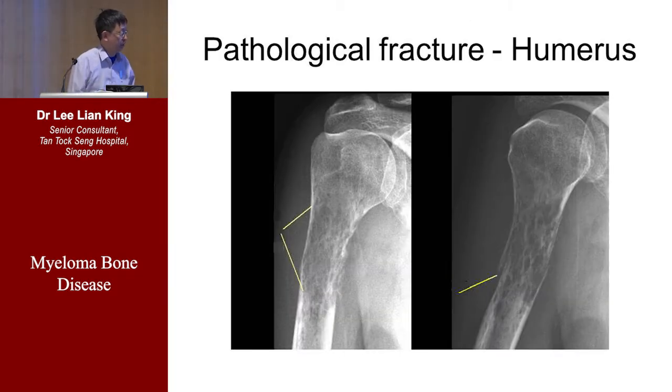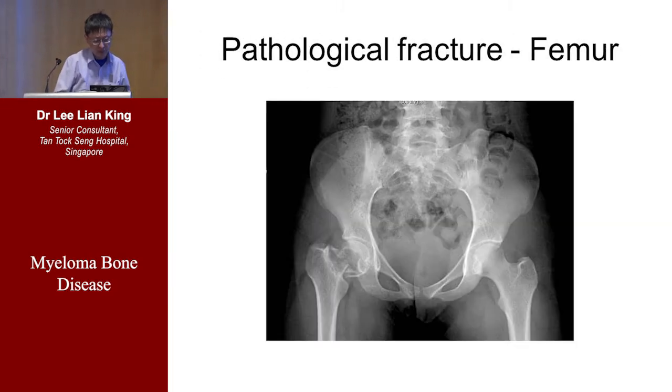So this is another picture showing the right humerus, which is the bone here. And there are so many lytic lesions that eventually the bone becomes very weak and fractures on the right side there. You can see it on the X-ray. Again, a pathological fracture of the femur.